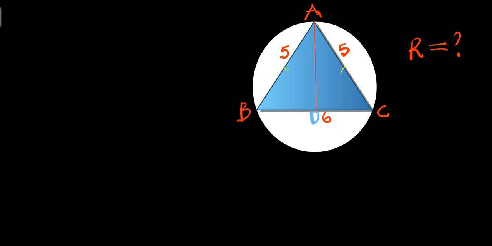Now that is our point D, and this will form a right angle triangle here. So we have this 5, we have this 5. Then, since this straight line here divides this base into two parts, this part here will be 3 units, and this one will be 3 units, because the total length of the base of the triangle is 6 units.